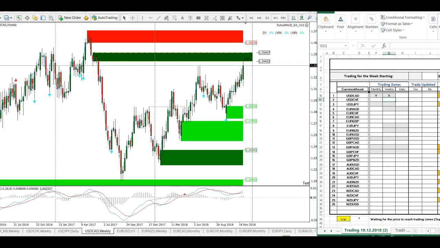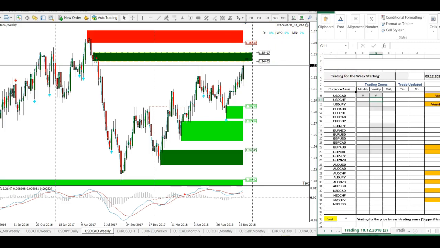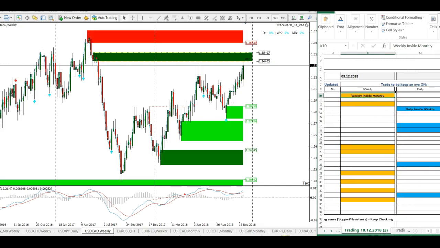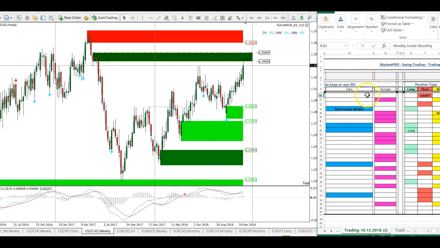What I'm going to ask you here is simply, because we're at the weekly zones to keep an eye on, let's take that out now. We have a weekly inside a monthly. This one here is not updated yet. I'll update that later when the trade actually happens. So I fill that in, weekly inside monthly. We don't need to look at the daily, and we're looking to short the market.